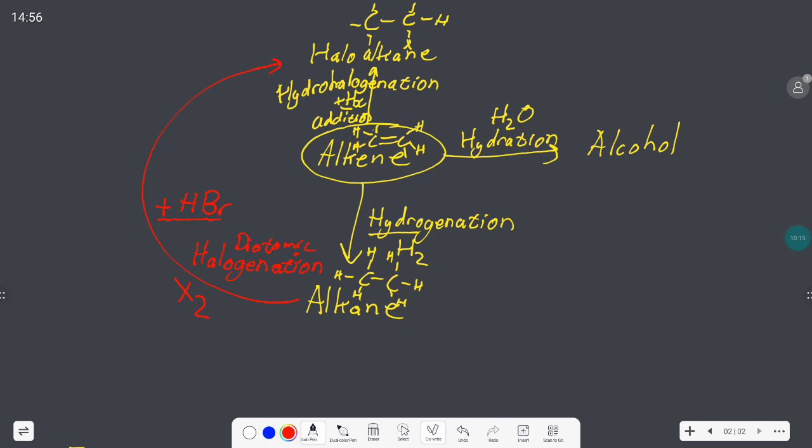Next one is hydrolysis. So, if I want to go from a haloalkane to an alcohol, there is a reaction that happens which is known as hydrolysis. Now, hydrolysis, what this means is I add a hydroxide.